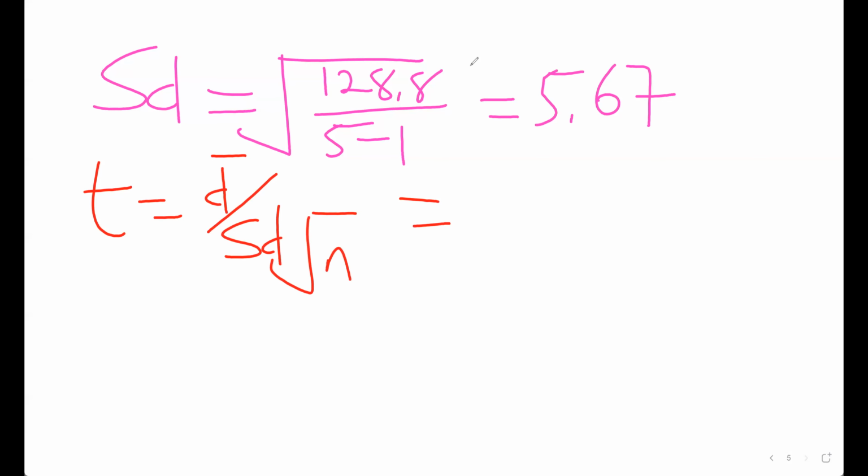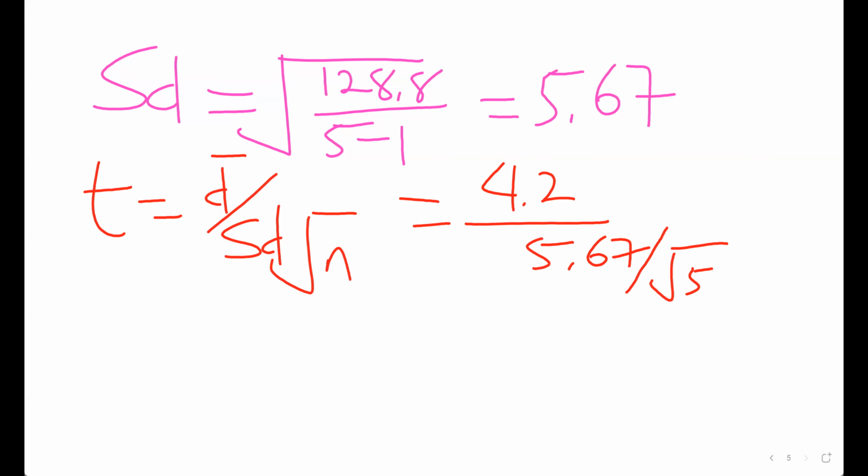What is D bar? D bar, if you can remember, we calculated that already. It is 4.2. So that is 4.2, divided by the standard deviation, which we just found, and that is 5.67. And that 5.67 alone is divided by the square root of n, which is 5. So do this final one and tell me your answer for the t-statistic.